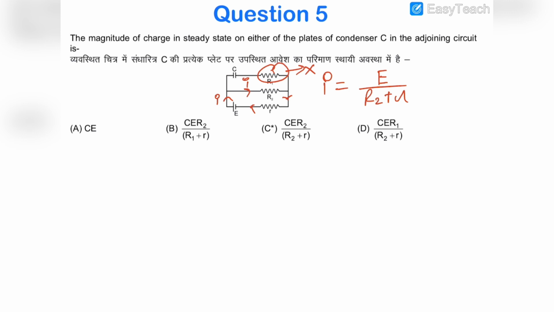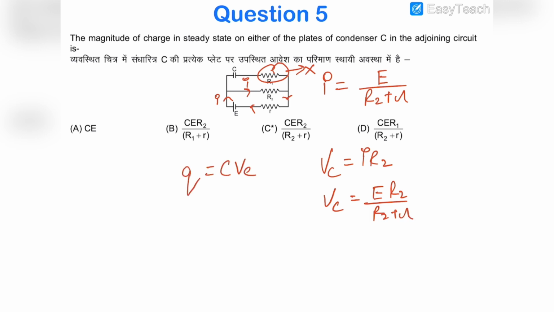So the potential difference developed across R2 will be equal to the potential difference developed across the capacitor. So VC will be equal to IR2. So VC will be equal to ER2 upon R2 plus R. And therefore Q will be equal to CVC. So Q will be equal to CER2 upon R2 plus R. So the correct answer would be C. Now we move on to the next question.